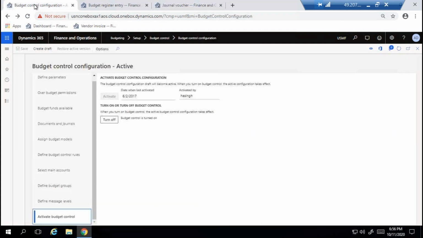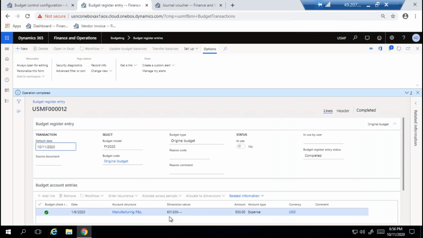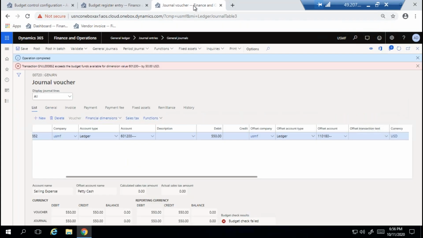because I have enabled budget control, activated and enabled, and for this entry 601200 I have mapped only 500. So for the entire year you can enter only 500. More than 500 if you are trying to post, it will stop you. This is budgeting. This is budget control.